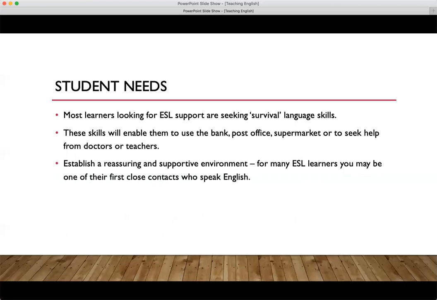So, what do students need? Most learners looking for ESL support are seeking survival language skills. These skills will enable them to use the bank, the post office, the supermarket, or to seek help from doctors or teachers. Establishing a reassuring and supportive environment is important. For many ESL learners, you may be one of their first close contacts who speak English.